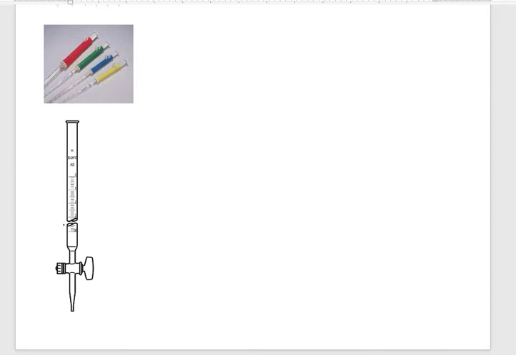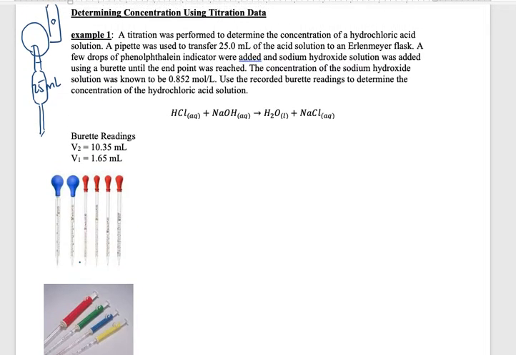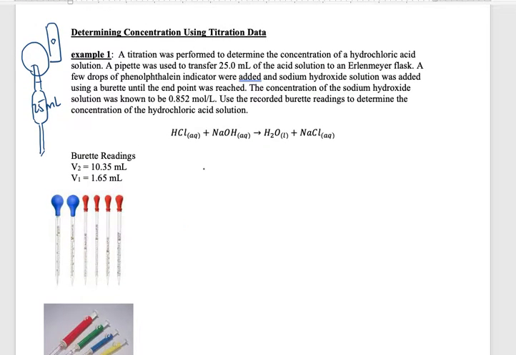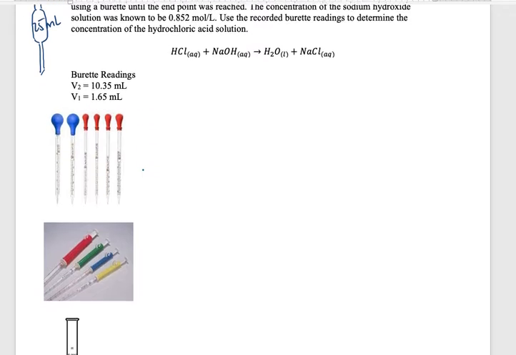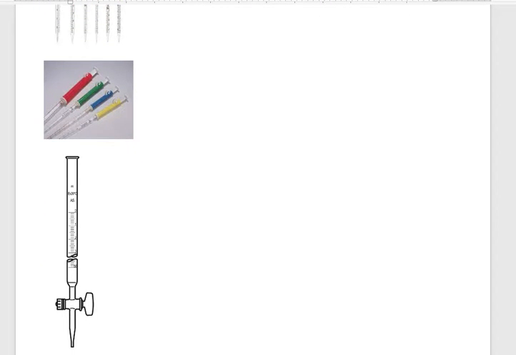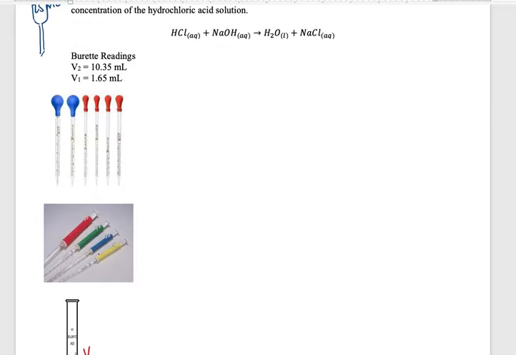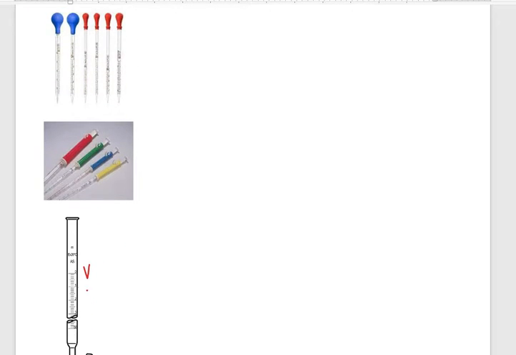So this burette, we've got it cut in half here, but it starts at 0 at the top, and then it goes down usually to 50 milliliters, okay? When you're running a lab and it says it took some burette measurements, there's going to be a V1 and a V2 measurement. The V1 is where you started from. So maybe it's here, V1 is 1.65 milliliters. So it's about right there, okay? So you have 1.65 milliliters. Okay, so that's your initial reading.